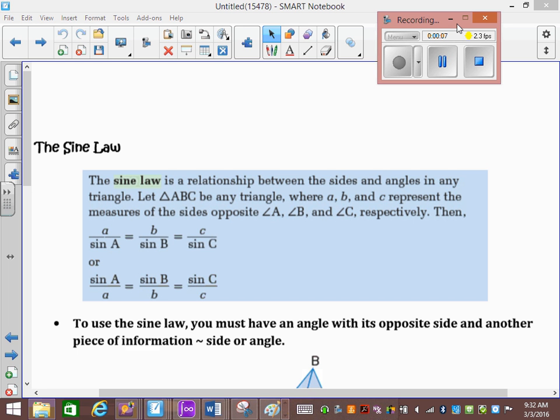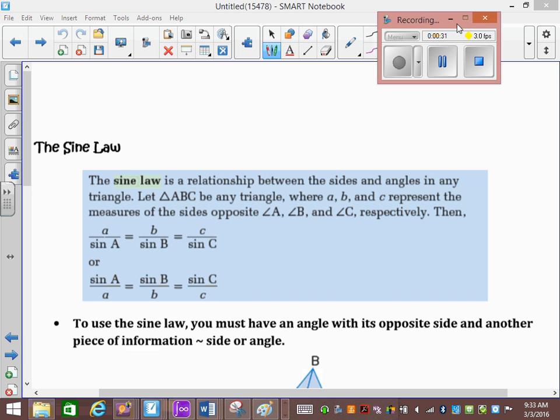So the formulas you can use are this formula or this formula. All you need to know is if you have sine A on the top, sine capital A, then you have to have sine capital B on the top over here, and then little a on the bottom, little a on the bottom here. Or little a on the top, little b on the top, sine A on the bottom, sine B on the bottom. So your sines have to be on the same side, either in the numerator or in the denominator.